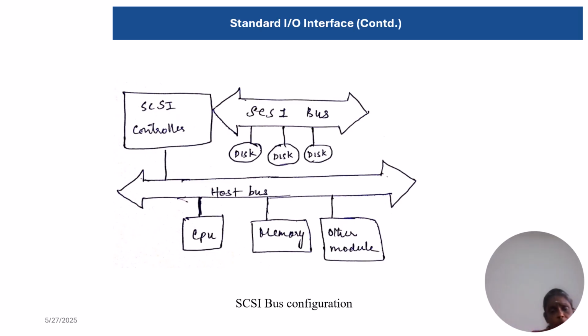Next one, so after this we have seen in general how it is written. There is a host bus on one side with the CPU. It is connected with the CPU, main memory and other internal modules. And then through the SCSI controller and SCSI bus, a larger number of disks may be connected.